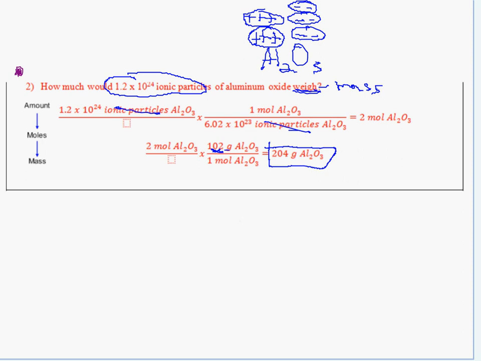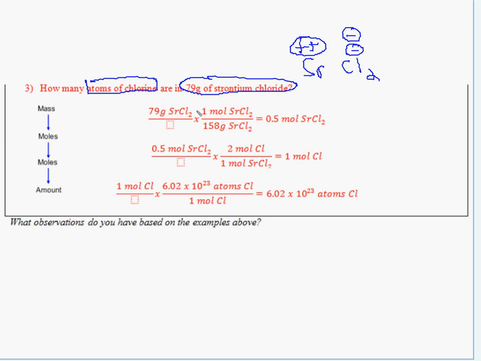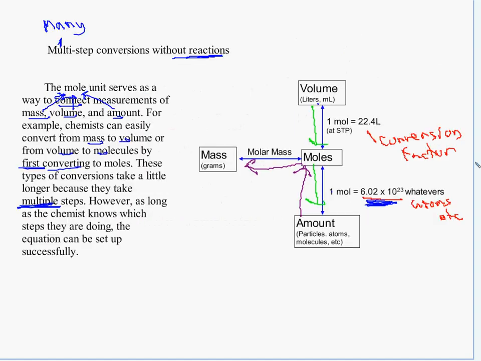Okay, alright. Number 3. Whoa, there's 3 of them. How many atoms of chlorine are in 79 grams of strontium chloride? Strontium is an alkaline earth metal, so it's +2. Chlorine's a halogen, -1. There's got to be 2 of them, so that's the formula for strontium chloride. We're starting with mass and going to atoms, so mass, moles, and then atoms would be amount.